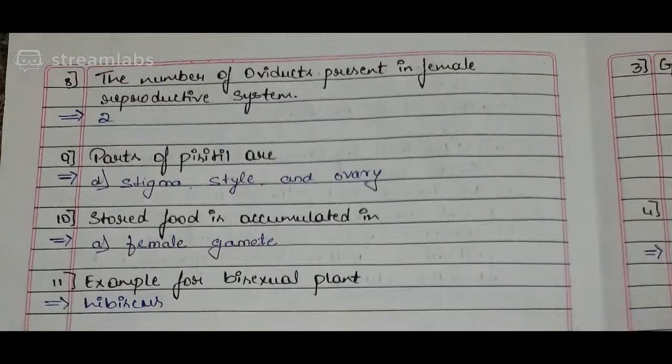The number of oviducts present in the female reproductive system. In females, there will be 2 ovaries, 2 oviducts, and 1 uterus. Every month, 1 ovum is released from either side of the ovary. Any one ovary releases 1 egg per month, and there will be 2 oviducts for 2 ovaries. Answer is 2.